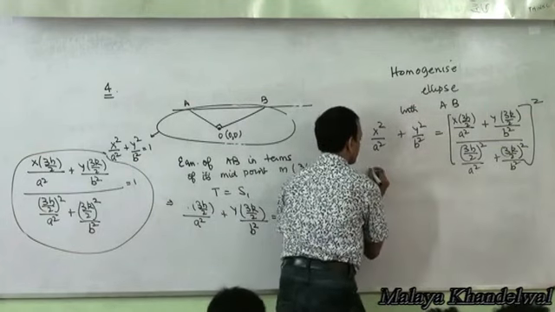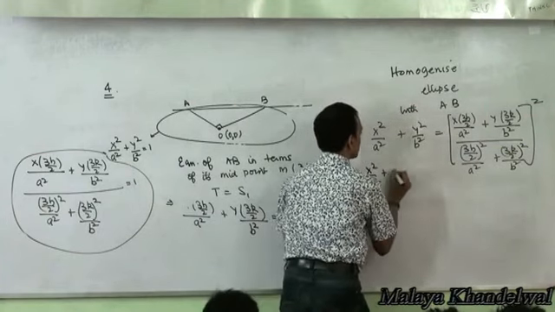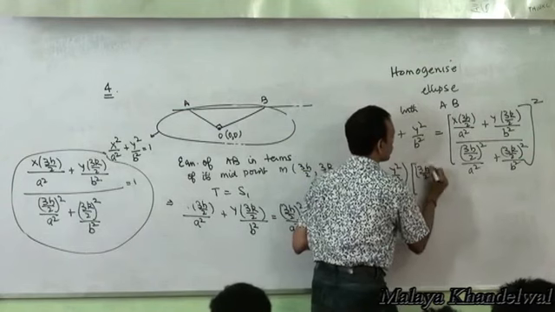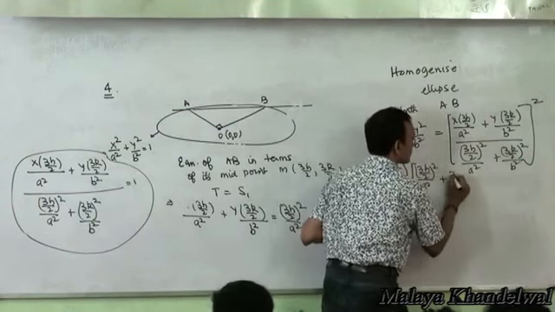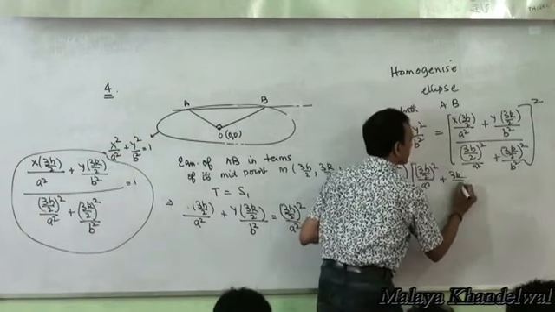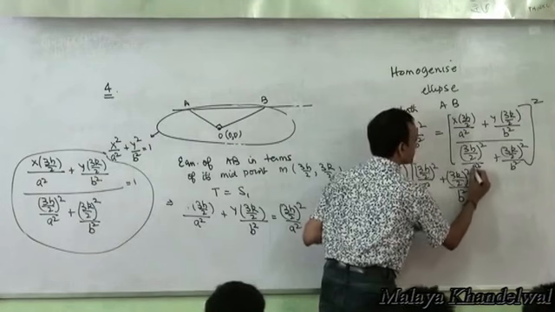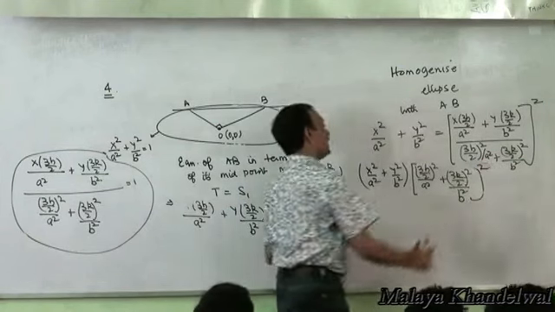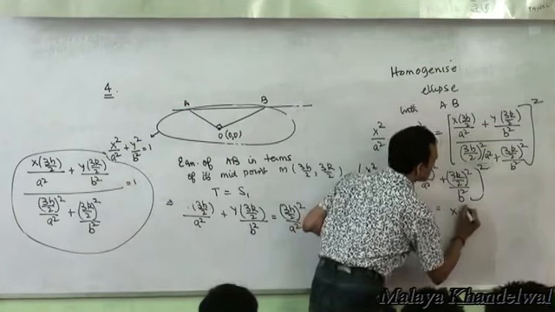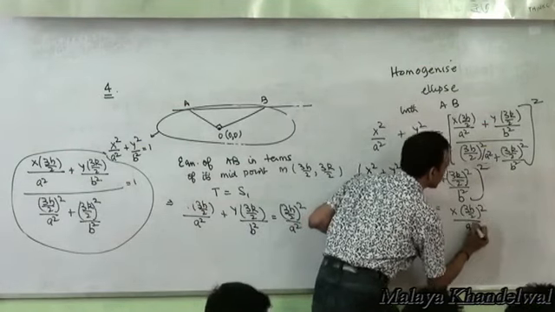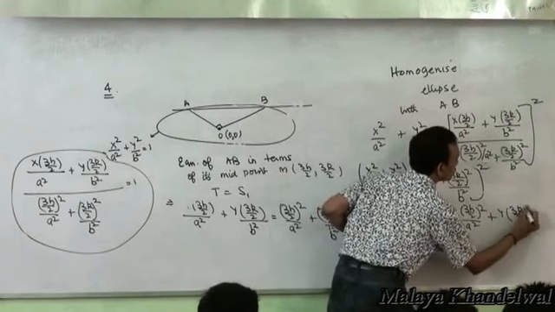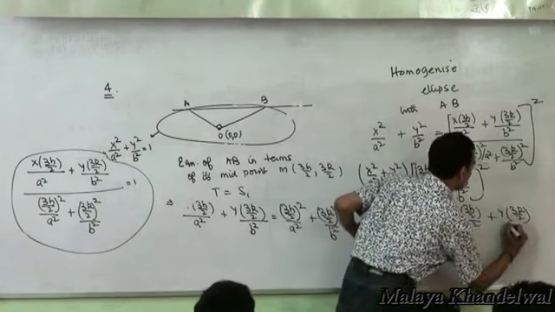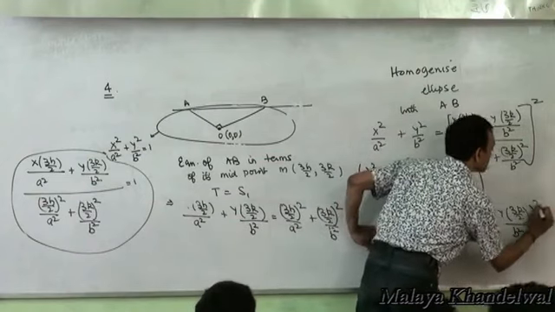Which you can write as x square by a square plus y square by b square into 3h by 2 whole square by a square plus 3k by 2 whole square by b square, whole square, equal to x into 3h by 2 whole square by a square plus y, I'm sorry, into 3k by 2 by b square, whole square. Clear?